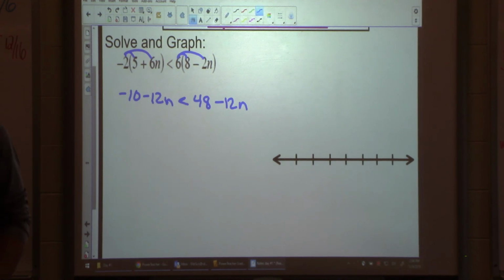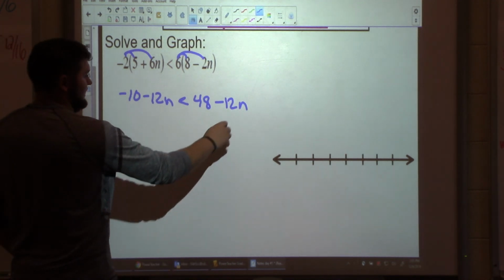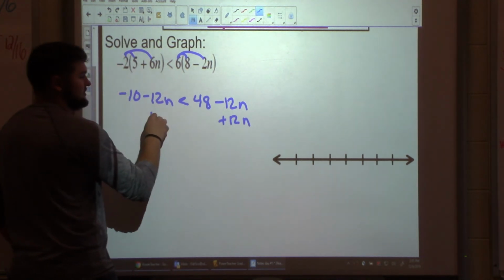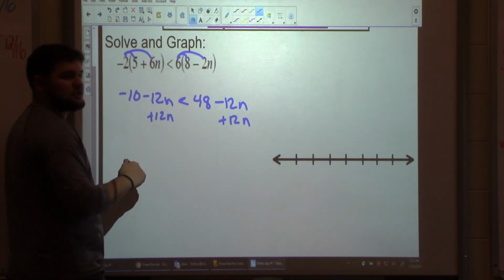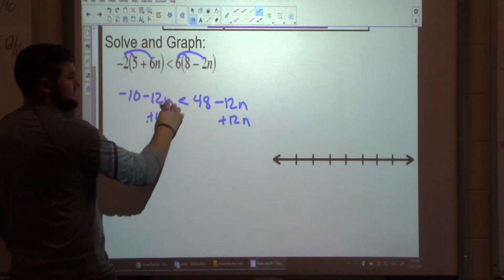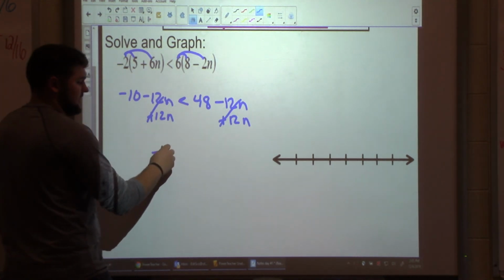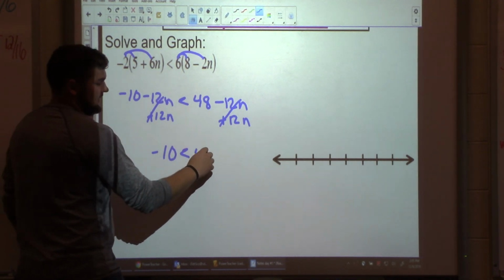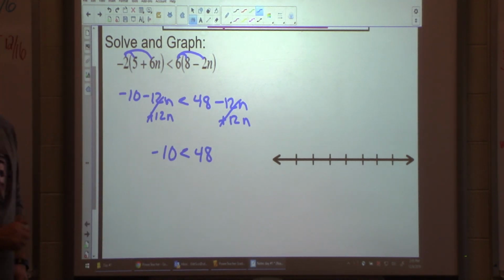Well, it's going to be 0n. Well, how do you get 0n, Jared? Please tell me. Abby, what do you think? Add 12n to each side. Guys, hey, notice. All of my n's cancel out. I'm left with negative 10 is less than 48.